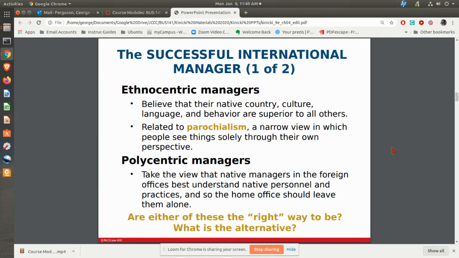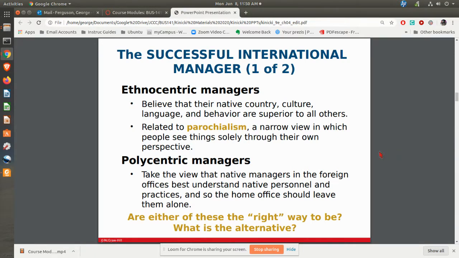Chevrolet decided to start exporting those Novas to Spanish-speaking countries. Now, the thing is, it was an absolute flop. The reason is because Nova in Spanish means no go. Who wants to buy a car that's called a no go?